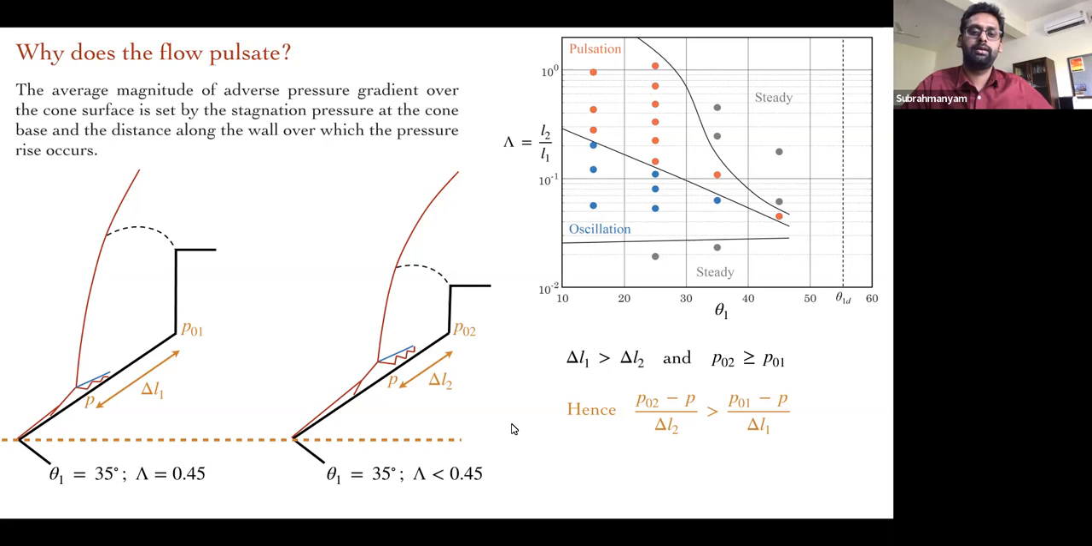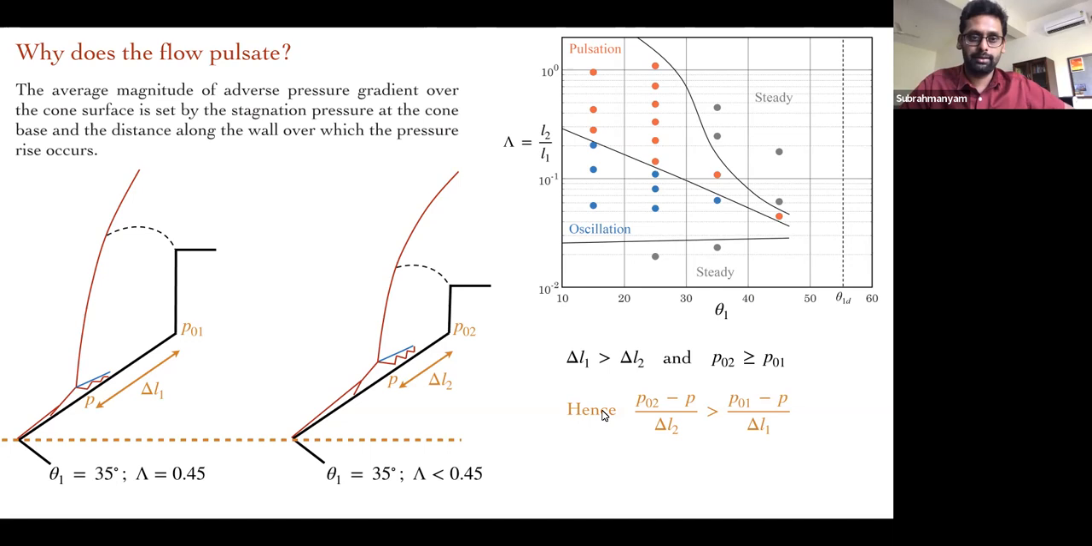Okay, so now what that means is when you start at this value of lambda 0.45 and begin to reduce lambda, your adverse pressure gradient magnitude on the surface is continually increasing. And you can imagine at some critical value of that adverse pressure gradient, flow separation is going to kick in on the surface of the cone, right? Large scale flow separation when that adverse pressure gradient is strong enough. So that is what we think takes the flow from this steady flow state to the pulsation flow state. So that large scale flow reversal and separation in this region of the cone surface is what we think is the trigger for pulsation. Okay.